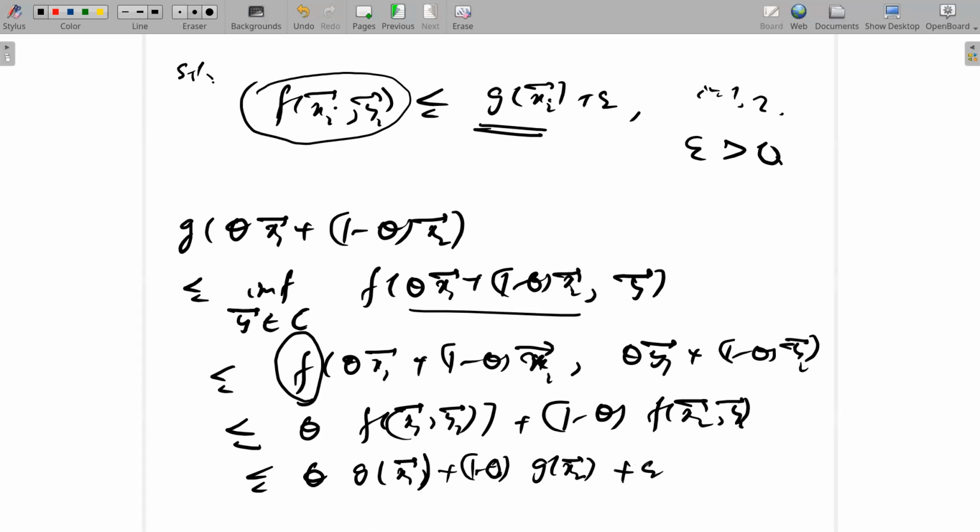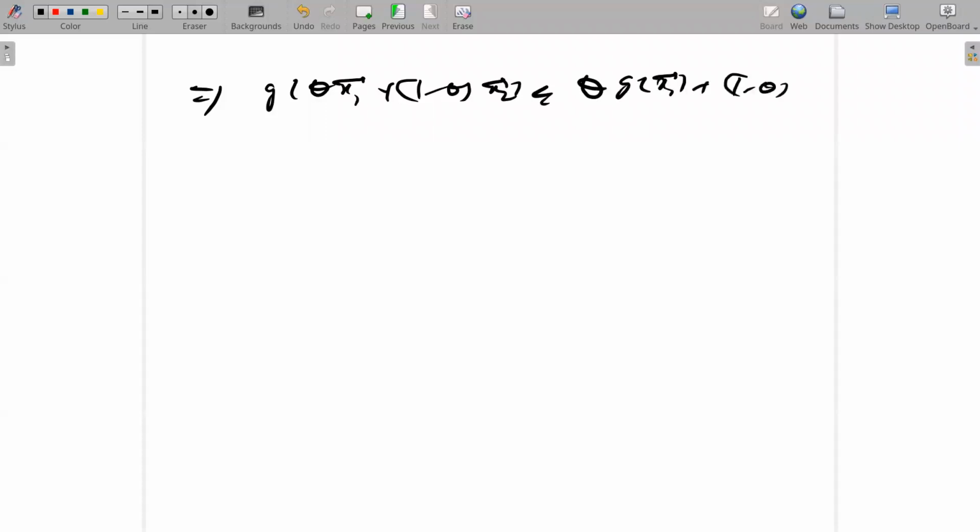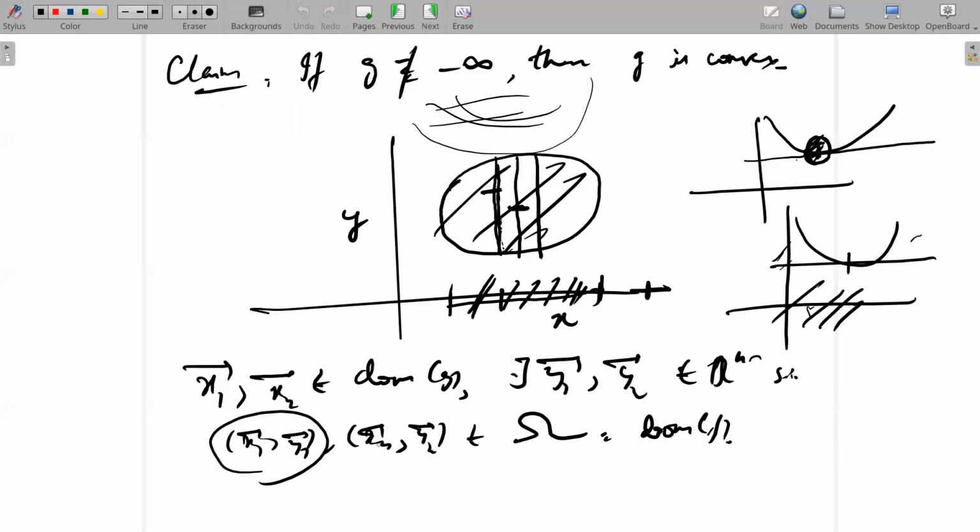So here what we have shown is that for given x1, x2 in the domain, this inequality always holds no matter what epsilon is. Given epsilon, the yi's will depend on epsilon, but in this final inequality that dependence has gone away. So this is true for all epsilon bigger than 0, and this implies that as long as x1 and x2 are in the domain of g, this inequality holds, which shows that g is convex.